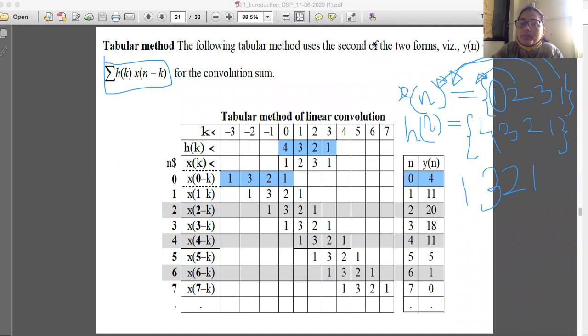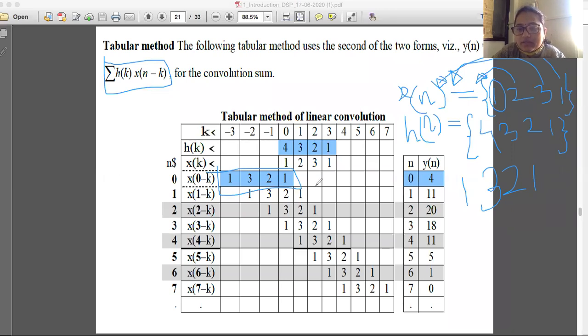Whatever is present on the positive side, we have shifted to the opposite side, that is, all the contents are shifted to the negative side. Now it is represented at this point. What is x of 0 minus k? Minus k represents that the input sequence is now folded. Folded in the sense that it is reversed.